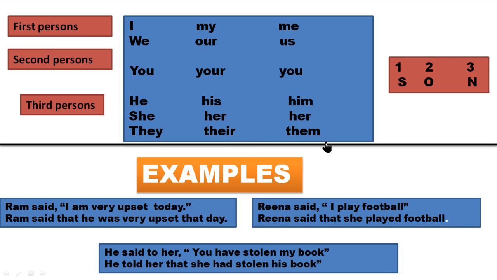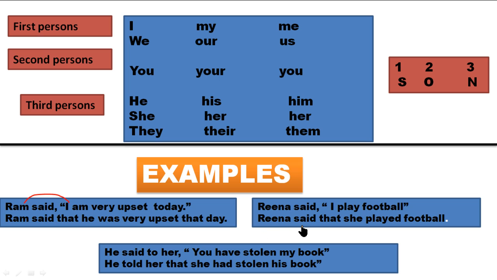Now see some examples of how direct speech is changed into indirect speech. The first example is, Ram said, "I am very upset today." Ram said remains said. We use that in place of inverted commas. I is a first person. First person is changed according to subject and the subject is Ram. So we used he. Am becomes was, very upset. Today becomes that day.